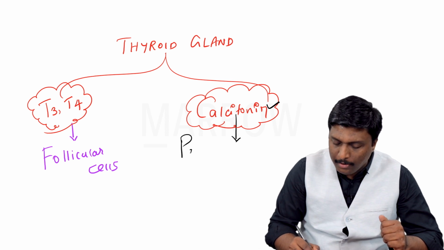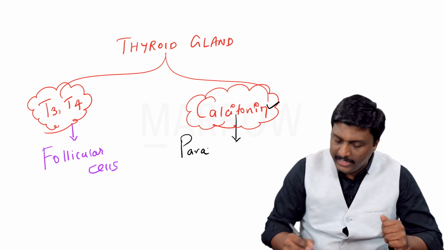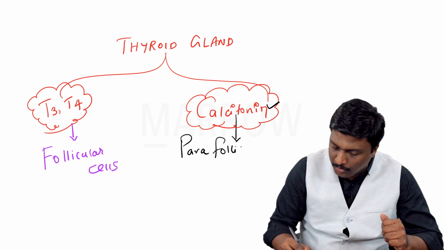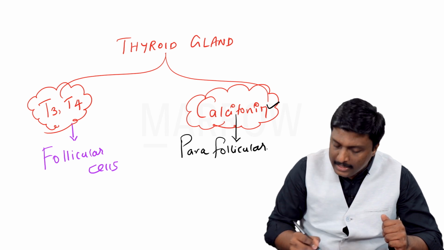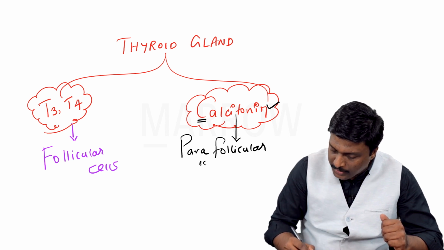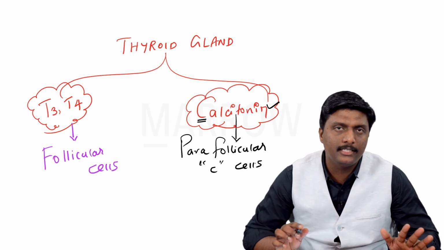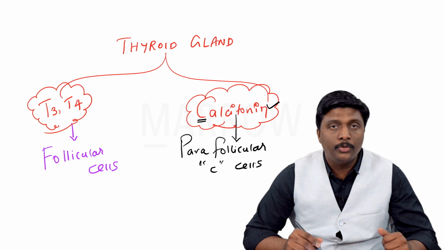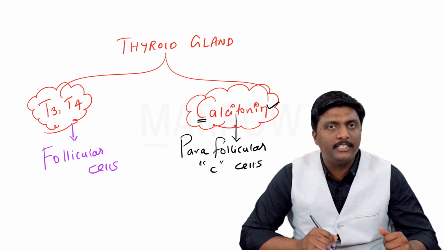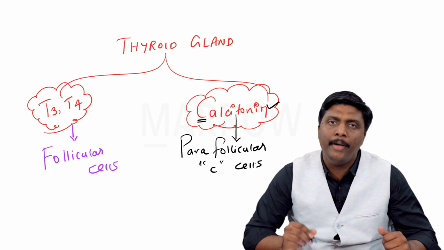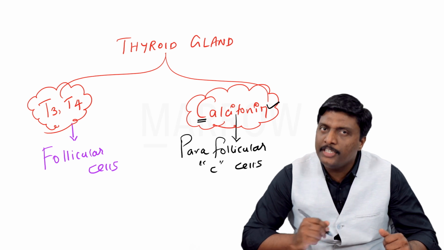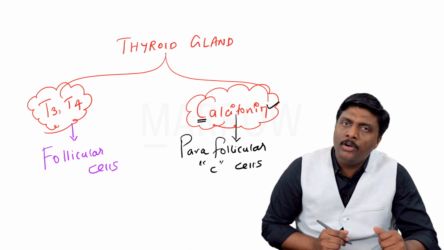Anything which is near, we always use the word para. It is near to my follicular cell. That's our parafollicular cell. They produce calcitonin that starts with the C. That's why they are called calcitonin-producing C cells, parafollicular C cells. So thyroid hormones come from follicular cells, calcitonin comes from parafollicular cells. From this fact, let's move on to concepts.